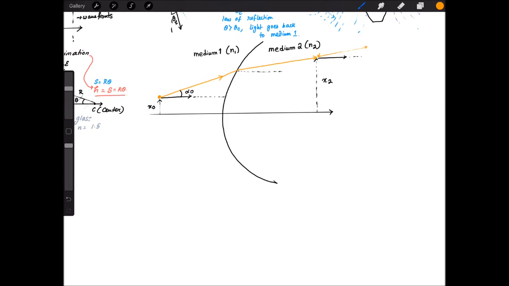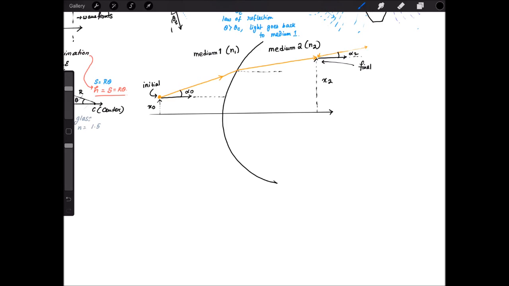Okay, and this is say your alpha 2. So this is the initial position, x naught alpha naught. This is their final position, final initial. Right? So we want to see how x2 and alpha 2 are related to x naught and alpha naught using the rest of the parameters in this system.